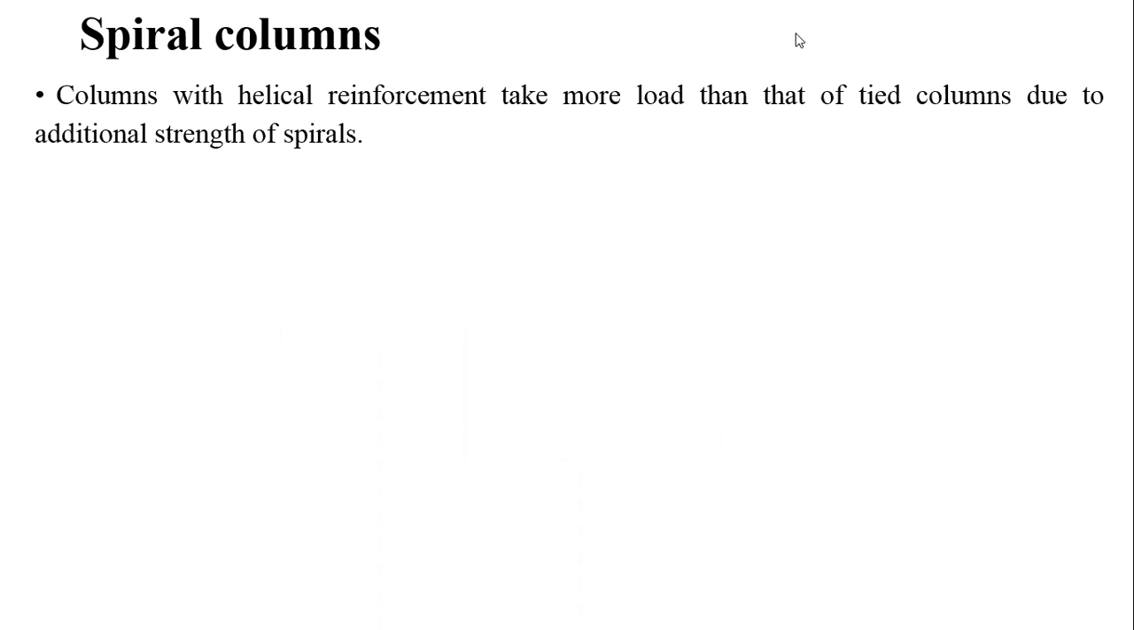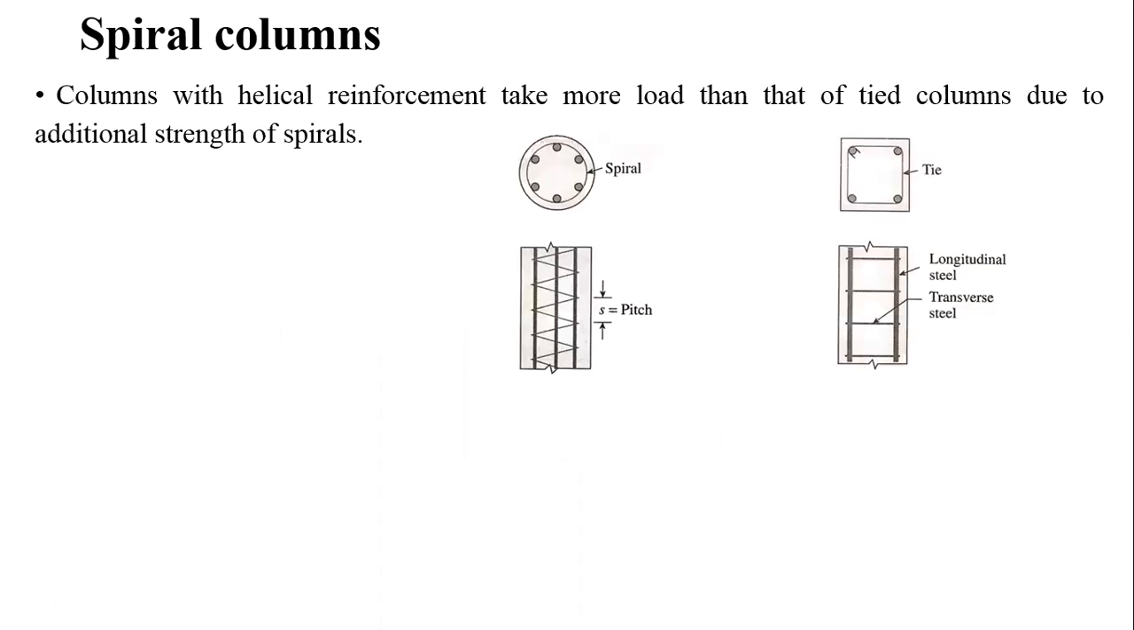So what is the meaning of a spiral column? Columns with helical reinforcement take more load than tied columns due to the additional strength of the spirals. So we'll see what the difference is between the tied column and the helical column.